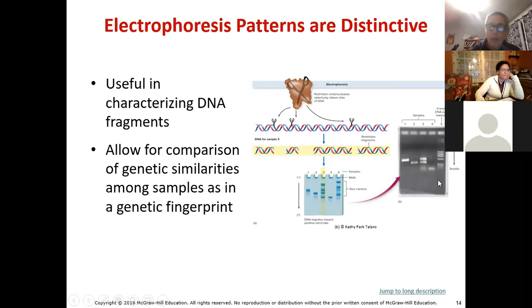You add a dye to the gel that will fluoresce under UV light, and then you can see these patterns. This is your molecular weight markers. You buy these from a company, and so their sizes are predetermined. Based on that, you can calculate the sizes of these unknowns here.